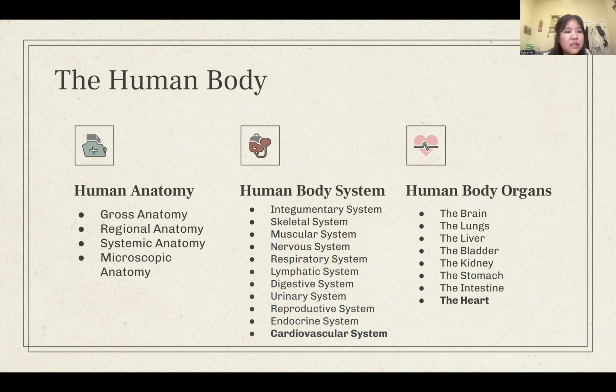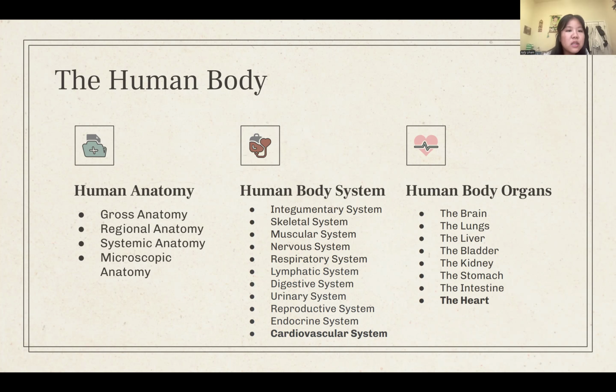Regional anatomy is the study of the body structure by region, with an emphasis on the relationships between the different structures in the region. Systemic anatomy is the study of the structures that make up a body system, or a group of structures that work together to perform a specific function. Microscopic anatomy is the branch of anatomy that relies on the use of microscopes to examine the smallest structures of the body: tissues, cells, and molecules.